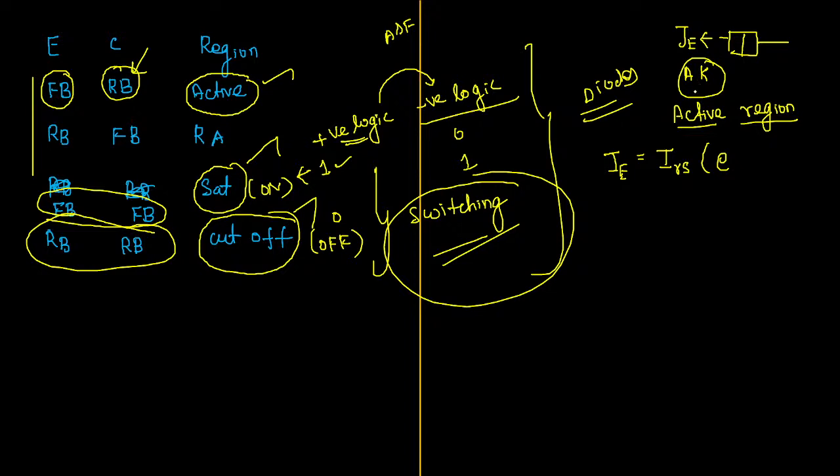But here, what will we have? Here we have a junction. That junction is connected between what? If we take an NPN transistor.